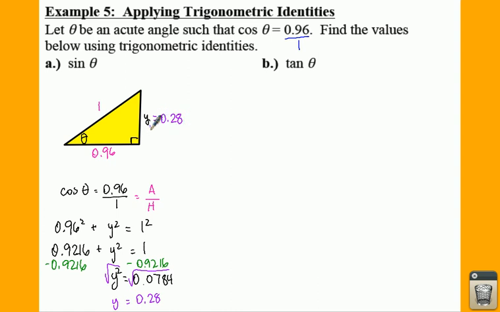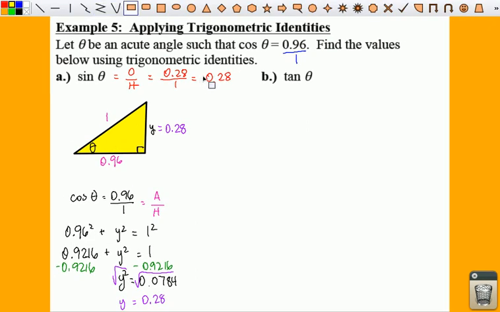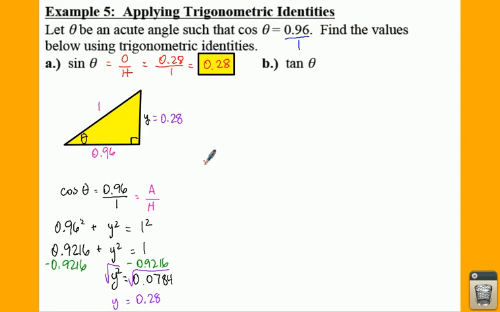And if you remember, your sine of theta, that is just equal to your opposite side over your hypotenuse. Remember, so you end up getting 0.28 over your hypotenuse of 1, which is just 0.28. There you go. Now, what we're going to be able to do is use that same triangle for finding your tangent.